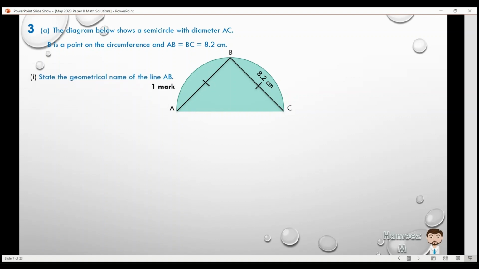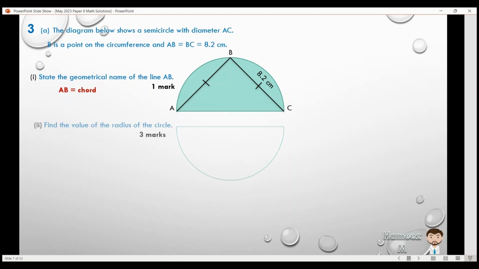Part 1. State the geometrical name of the line AB. Now, some students can tell what it is exactly. Others may need to recall that this is part of an entire circle. And when we are moving from one point of the circumference to another point on the circumference, like A to B, and moving across in a straight line, what is that line called? AB is a chord. And the longest possible chord you can get in a circle will be the diameter, AC.